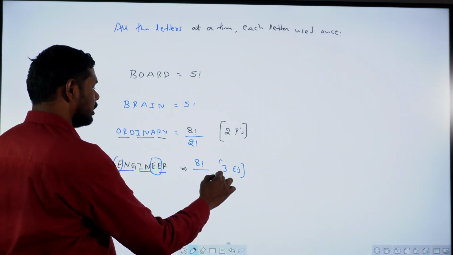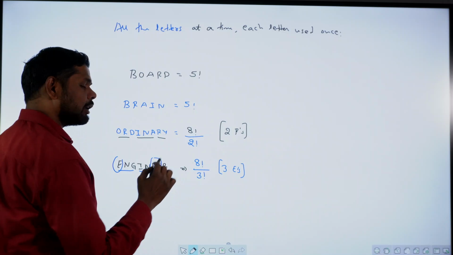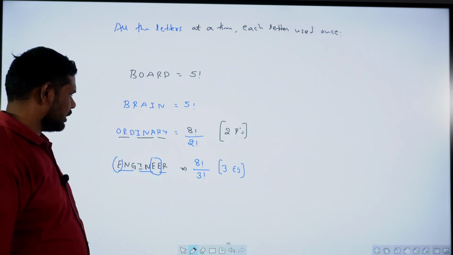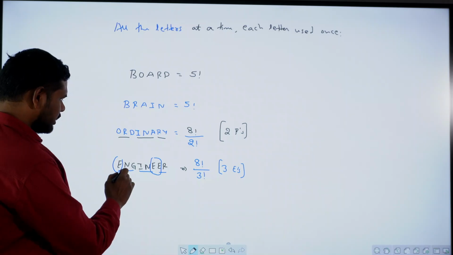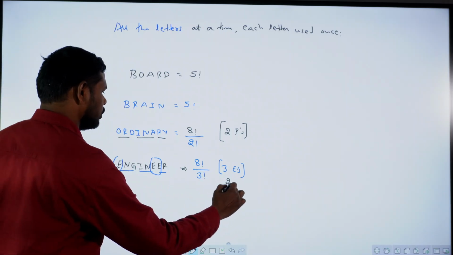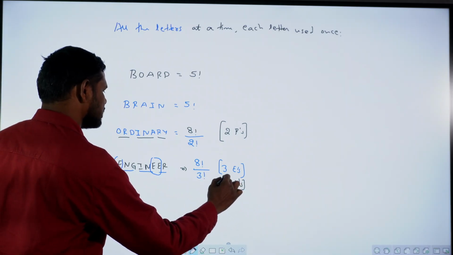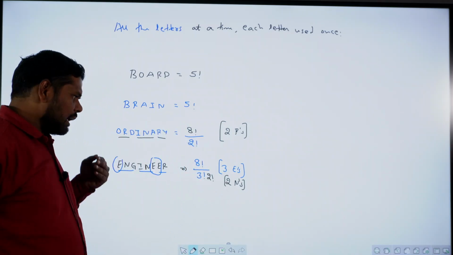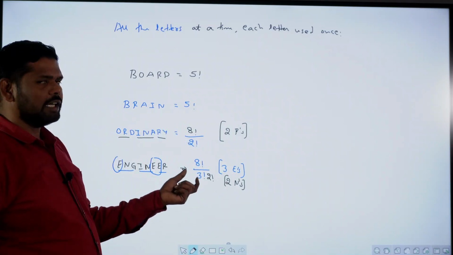That's why in the denominator, 8 factorial by 3 factorial ways we can arrange using all the letters of the word. And still not over. Observe, N is also repeated 2 times. 2 N's are there. That's why you need to write 2 factorial also. The number of repeated letters you need to write in the denominator also.